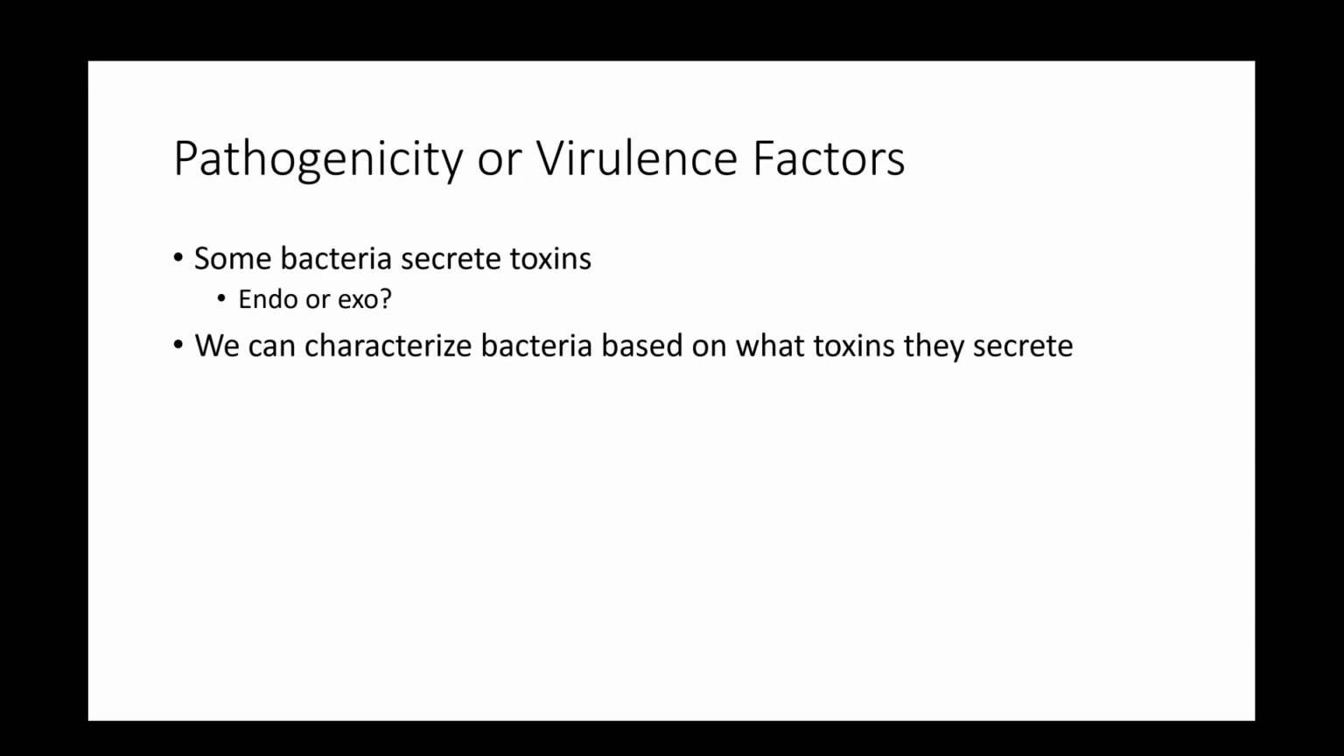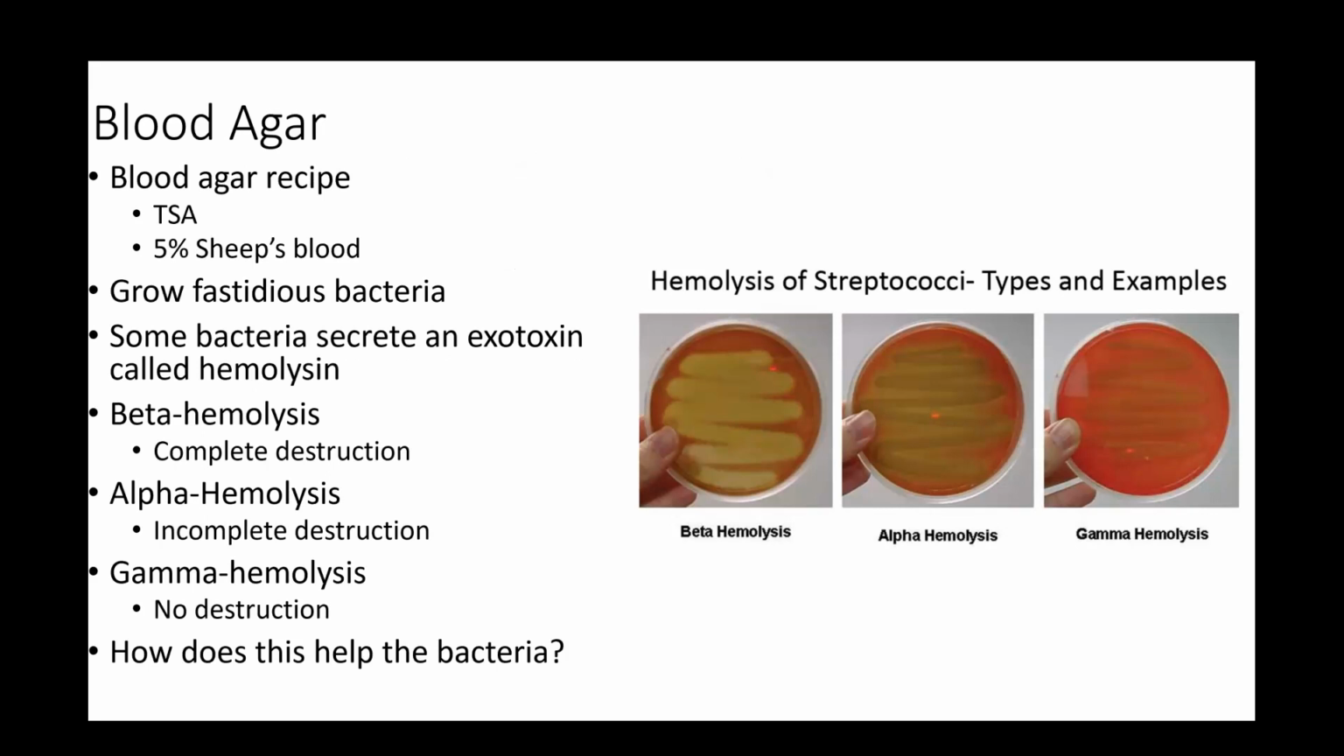So the advantage to these exotoxins, if you want to call it an advantage, is that we can characterize bacteria based on what toxins they have. For example, we know that certain bacteria express certain exotoxins and other bacteria don't. So if we know this, we can help identify bacteria based on what toxins they're secreting. So in lab 521, we're going to look at how bacteria behave on blood agar.